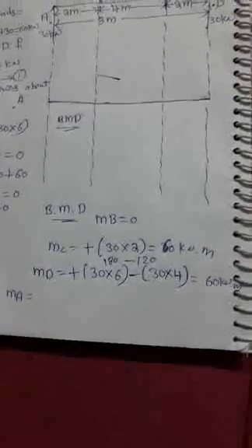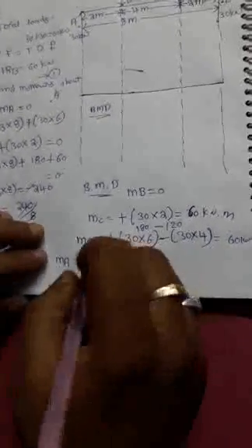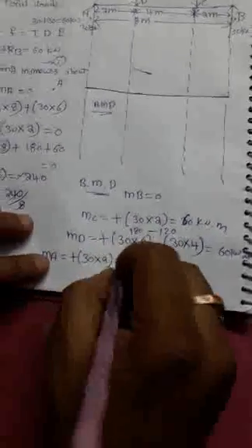MA is nothing but 0, but let me check whether it is 0 or some maximum value. That is plus 30 into 8 minus 30 into 6 and minus 30 into 2. So 240 minus 180 minus 60. Minus 240 plus 240, both are cancelled, so the MA value is 0.